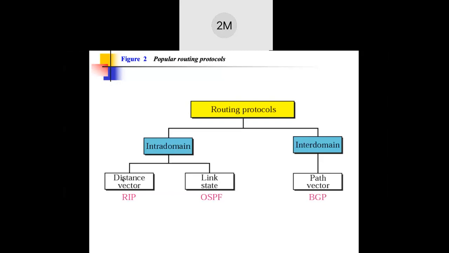Link state, again, takes traffic into account. For that we have seen different examples. And this is intradomain. Intradomain means within the autonomous system. Interdomain is outside the autonomous system. It uses the protocol called BGP, Border Gateway Protocol, which typically uses the path vector concept.